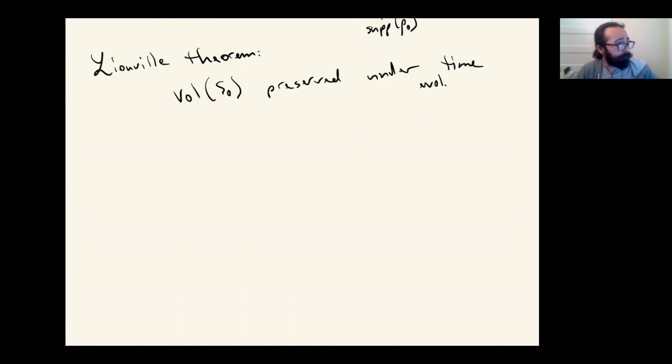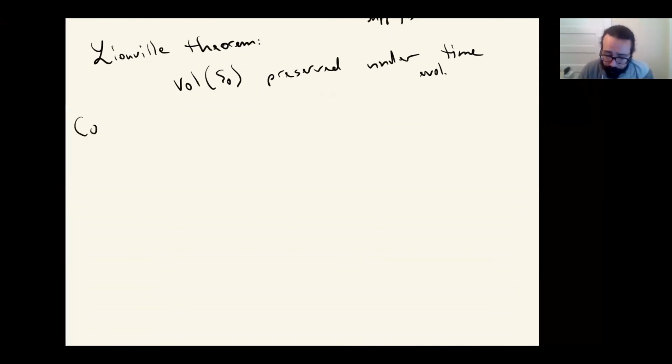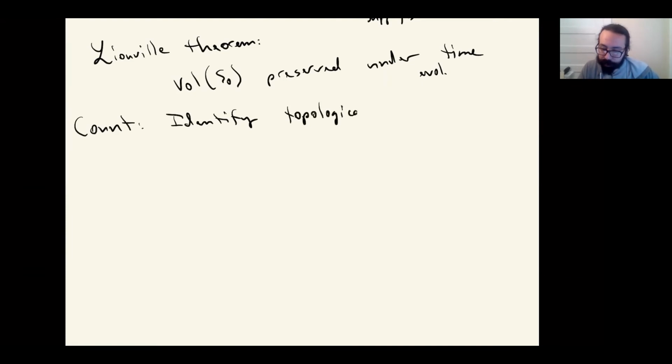Great. And so for our accounting step, what we want to do, as a 0th order step, is partition phase space. So we want to somehow classify the different trajectories you could have in our system. And so what we do is we try to look for what are the topologically distinct trajectories.